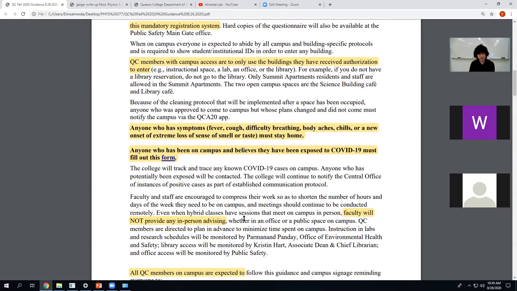Faculty and staff are encouraged to compress work. So faculty will not provide any in-person advising. So I will not be providing in-person advising, so you cannot come to my office anytime. You cannot come to my lab, unfortunately, but I will be available online. You can send me an email and I will reply as soon as possible.